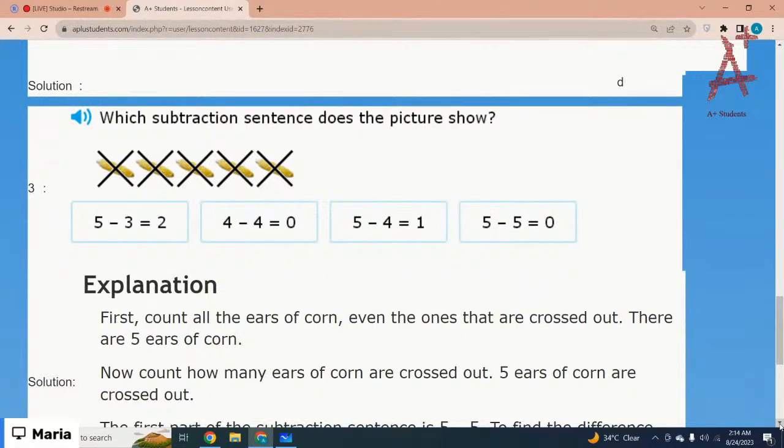Okay, let's count all of the corn. You have one, two, three, four, five corn. Then you have to count the ones that are crossed. All of them are crossed. That means it would be five take away five, and you are left with zero. 5 take away 5 is 0.